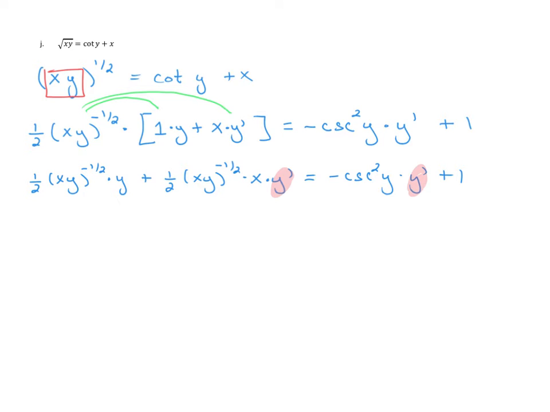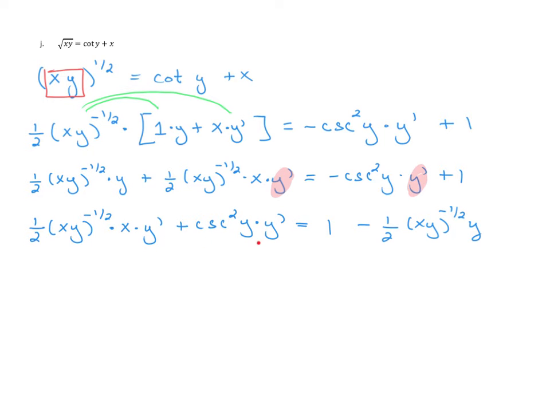So my approach is going to be, I'm going to add this to the left side of the equation and then subtract this from the right side. Let's do this all in one step. We get left over on the left, 1/2 (xy) to the negative 1/2 times x times y prime plus cosecant squared of y times y prime. This is equal to, on the right, left over we have 1, and we moved the 1/2 (xy) to the negative 1/2 times y.